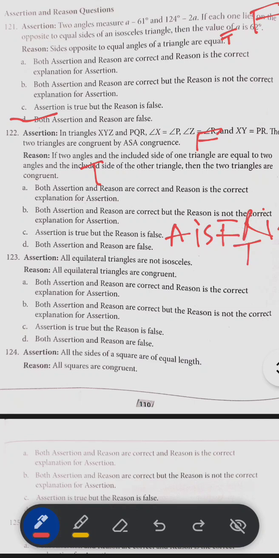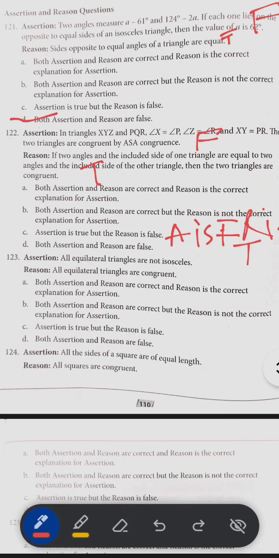Okay, now come to question number 123. All equilateral triangles are not isosceles. Two sides are equal, so they can be called isosceles. Equilateral triangle means all the sides are equal, no? All equilateral triangles are not isosceles, it has been given, no? But actually they all are isosceles.